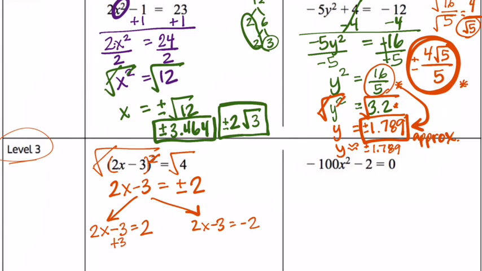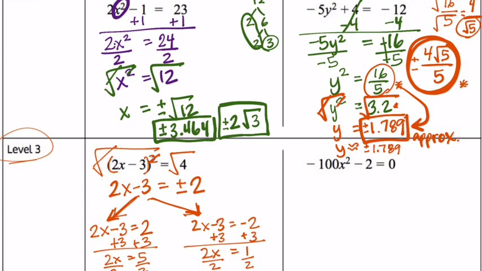I'm going to add 3 on both sides. Gives me 2x equals 5. Divide by 2. I get x equals 5 halves. It's one of my answers. Or I have plus 3 on both sides. Gives me 2x equals 1. Divide by 2. I get x equals 1 half. So I see my 2 solutions here aren't just the positive and negative version. They're actually 2 separate answers because we had to split it into 2 equations.